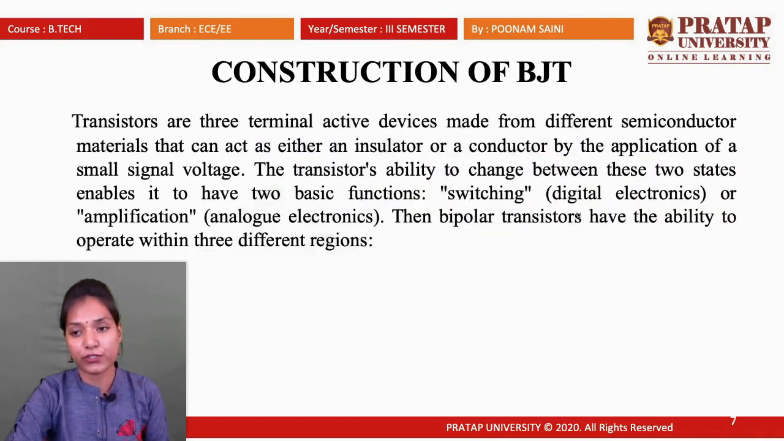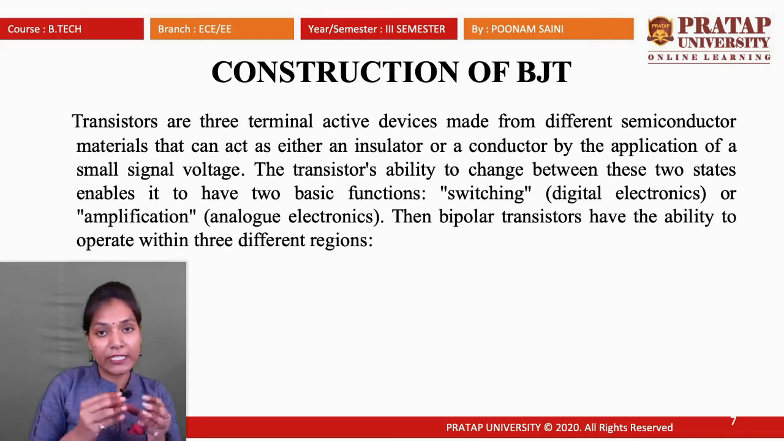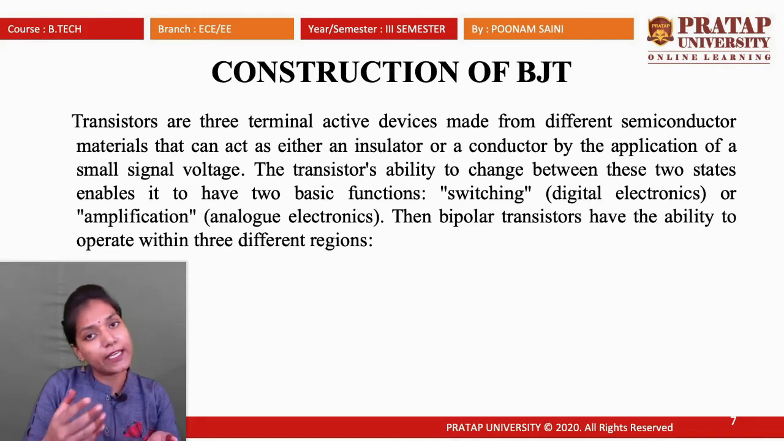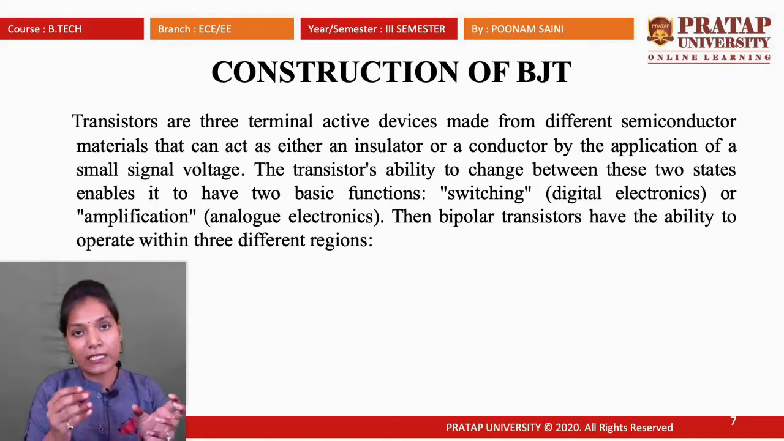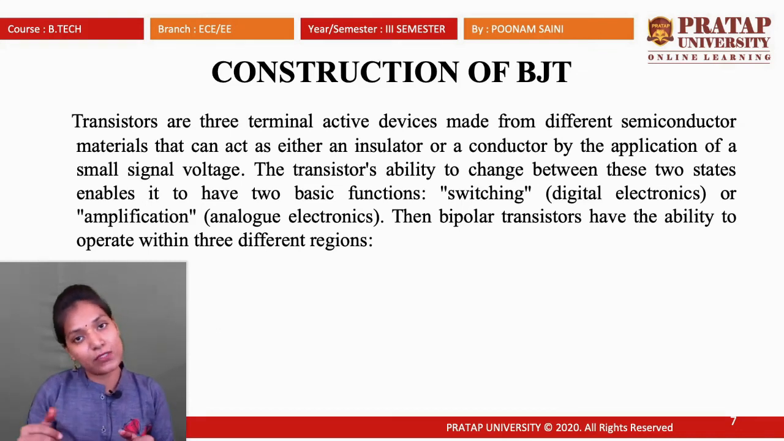So what is the construction of a BJT? It is a 3-terminal device made up of semiconductor. Now what is the semiconductor material? It depends, as it can behave like either an insulator or a conductor. In an earlier presentation we talked about semiconductors. So what are semiconductors? When the conductivity lies between that of a conductor and an insulator, it is known as a semiconductor.